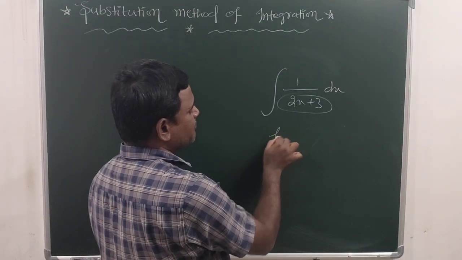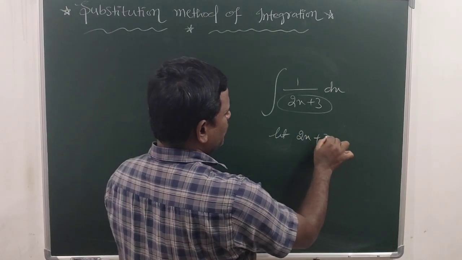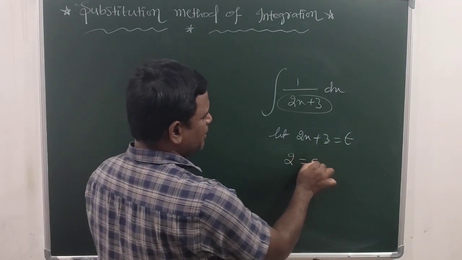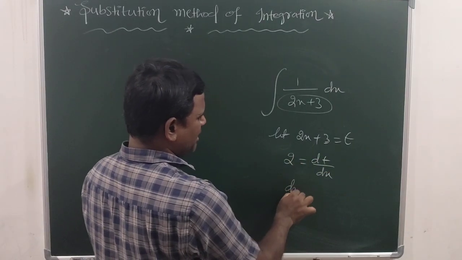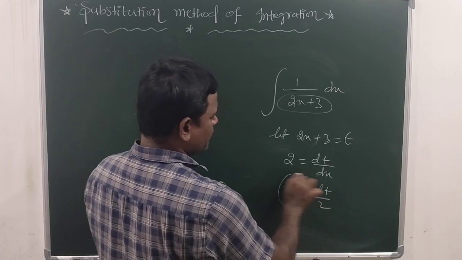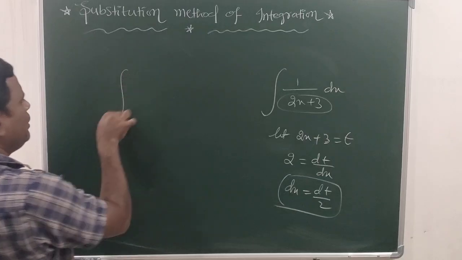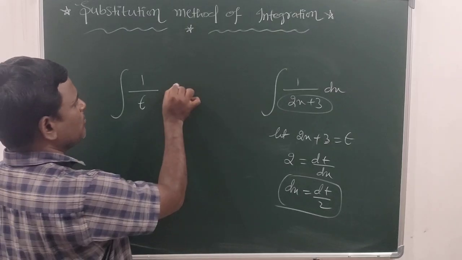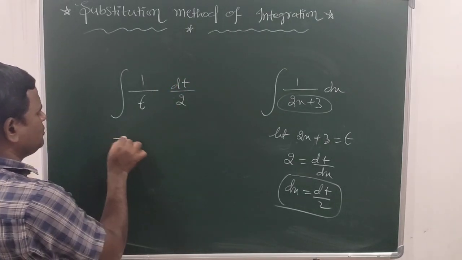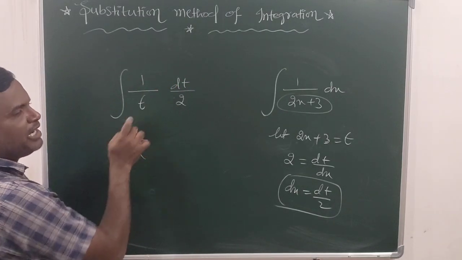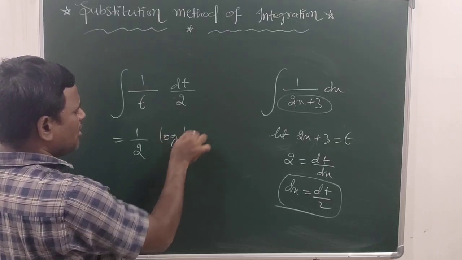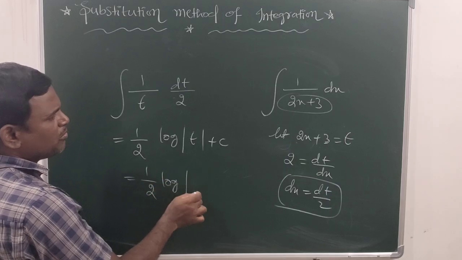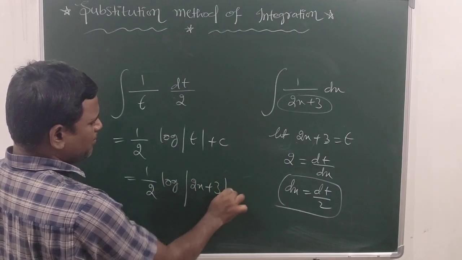So what do you get? 2x plus 3 equal to t. Now do the derivative on both sides with respect to x. It is going to be 2 equal to dt by dx. Now dx equal to dt by 2. Now you have prepared dx. So in the place of 2x plus 3, t, and dx is dt by 2. Now write this 1 by 2 outside, and the integral of 1 by t is log mod t plus c. With the value of t, it is 1 by 2 log mod 2x plus 3 plus c.